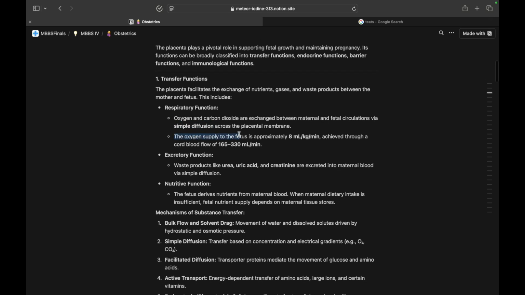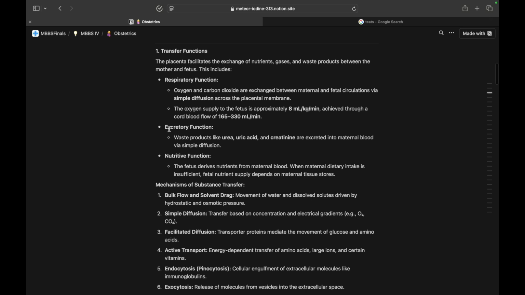Coming to the oxygen supply, it is 8 ml per kg per minute, achieved through cord blood flow of 165 to 330 ml per minute. Excretory function: waste products like urea, uric acid and creatinine are excreted into the maternal blood via simple diffusion.